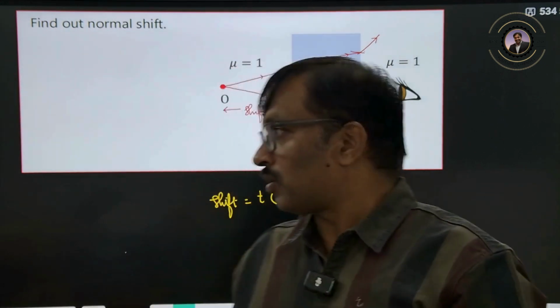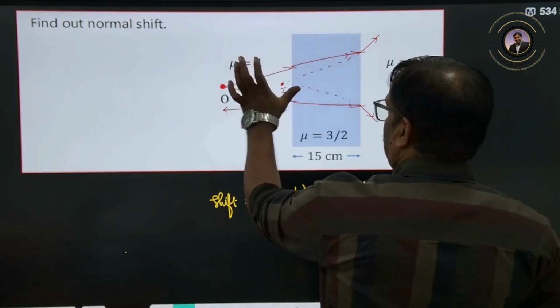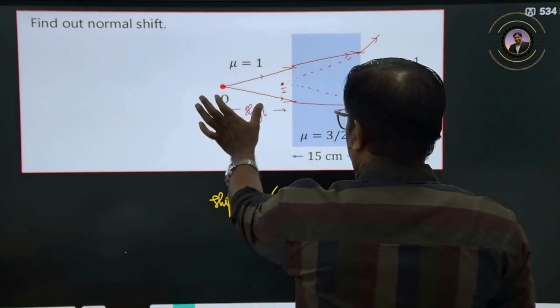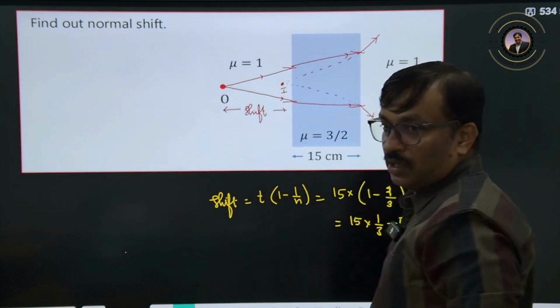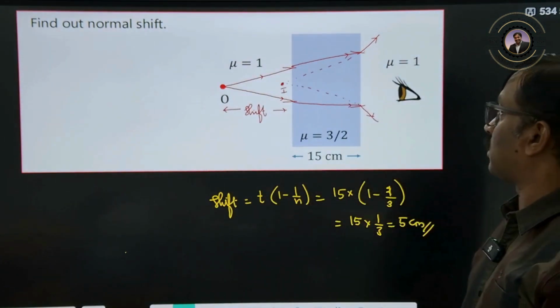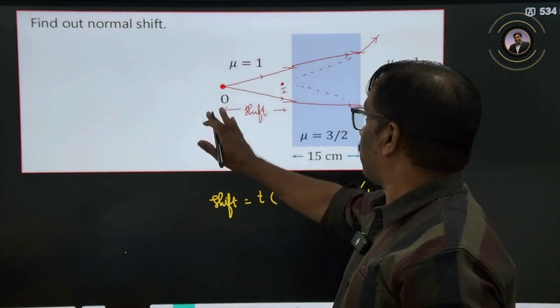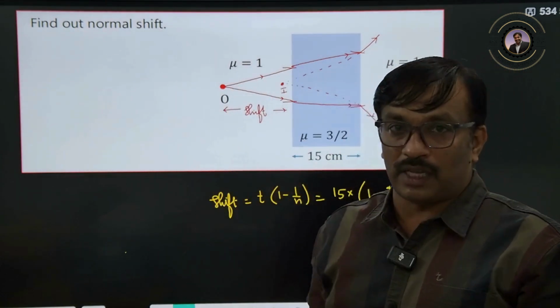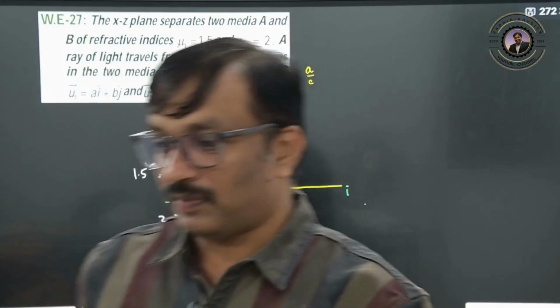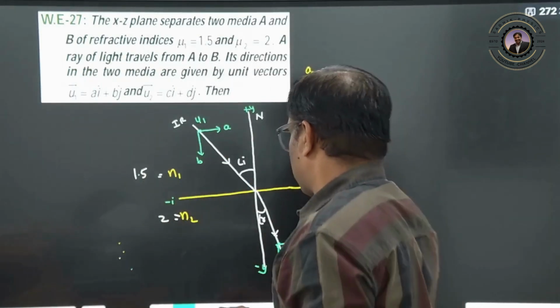Clear? So, does it depend upon this one? Where we are keeping the object does not matter. Object position does not matter, and the medium here and here should be the same. Clear?